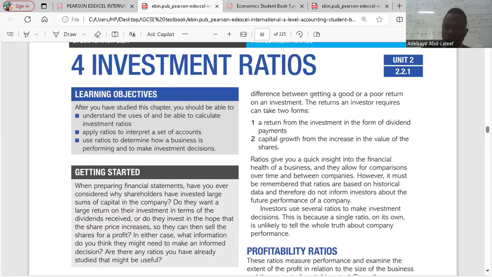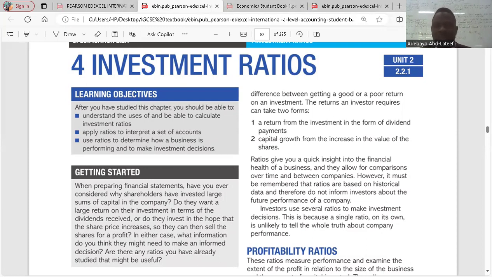A business will be doing well if, based on the dividends being shared, it can be measured by the dividends being shared to shareholders. We're talking about the profit sharing to shareholders. So if the dividends given to shareholders increase, it means the business is doing well. That is one of the ways in which we can monitor our investment ratio.